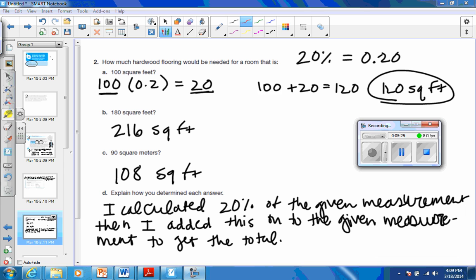So here are the answers for those three. Basically, to determine each answer, you're taking 20% of the given measurement, and then you're going to add that 20% back onto the original given measurement to get the total. So here I took 180, multiplied it by 0.2. That would give me 36. I add 180 and 36 to get 216 total. Again, here we have 90 times 0.2, which gives me 18, and then I add 90 and 18 to get a total of 108.